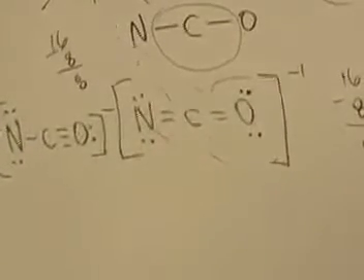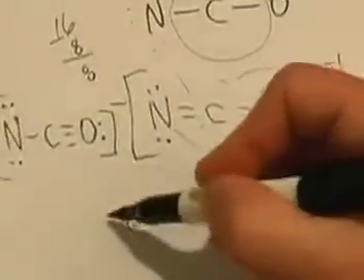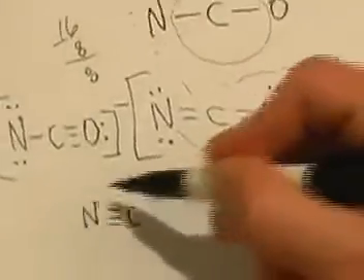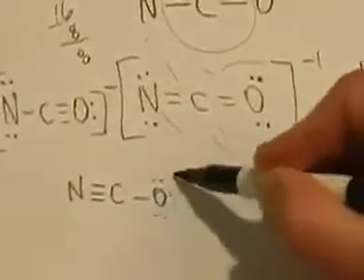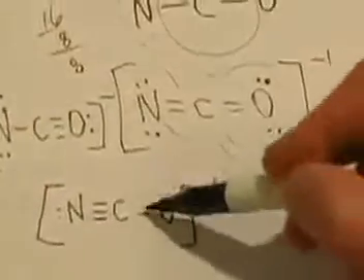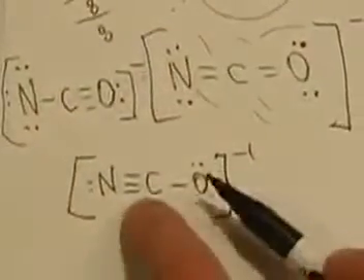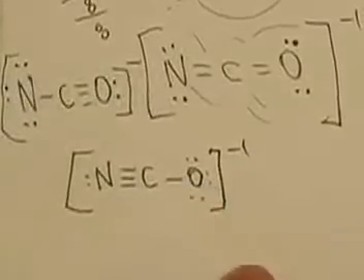Now you're probably jumping up and down and saying, oh, well, but which one's right? Well, let me throw this at you. How about I happen to do it this way? Negative 1 charge. 2, 4, 6, 8, 10, 12, 14, 16. 16 electrons still used. This time the triple bond's over here between the carbon and the nitrogen, and the single bond is between the carbon and the oxygen.